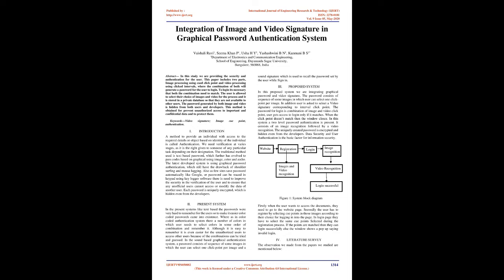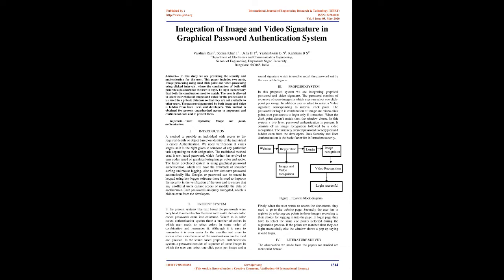The traditional method used is text-based password, which has further evolved to graphical passcodes using image, color, and audio. The latest developed system uses graphical password authentication, which still has the drawbacks of shoulder surfing and mouse lagging. Also, as a few sites save passwords automatically like Google, or passwords can be traced on the keypad using keylogger software, there is a need to improve the security in the verification of the user and to ensure that unofficial users cannot access or modify the data of another user. Each password is uniquely encrypted, which is hidden even from the developers.